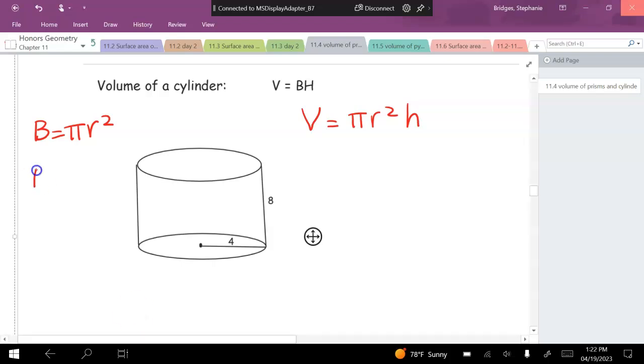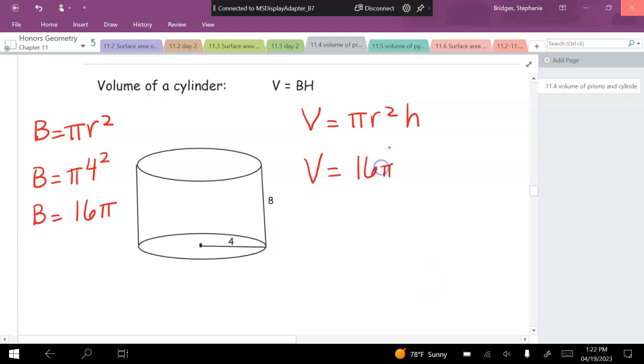So in my base, do I have the radius? What is it? 4. So if I do pi times 4 squared, what is that going to be? 16 pi. Okay. And then if I wanted to find the volume, that 16 pi goes in place of pi r squared, right? Or in place of the B. What's the height of this thing? 8. And so when I multiply, 128 pi.